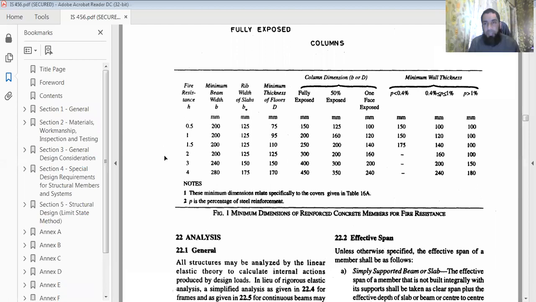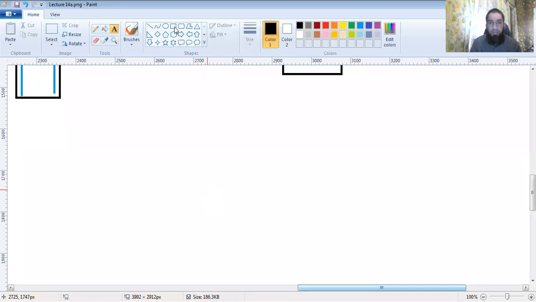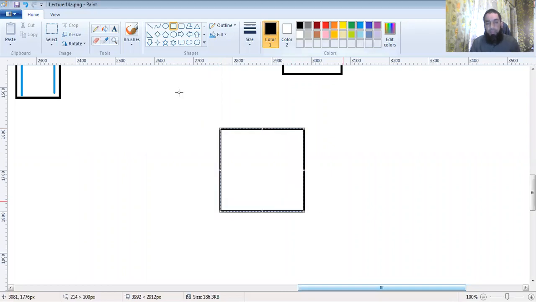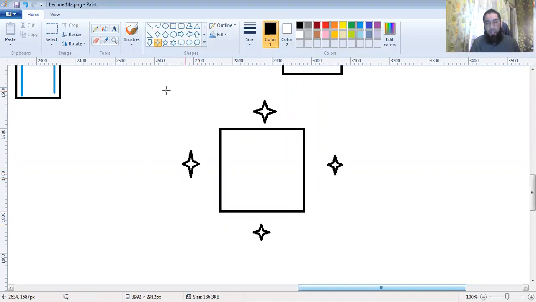So I was discussing that the column dimension also depends on the fire resistance. Now here, if it's fully exposed fire, what does a fully exposed fire mean? It means you have a column which is exposed to fire on all sides. There is fire on this side, on this side, here, and here. This is what a fully exposed fire would mean.